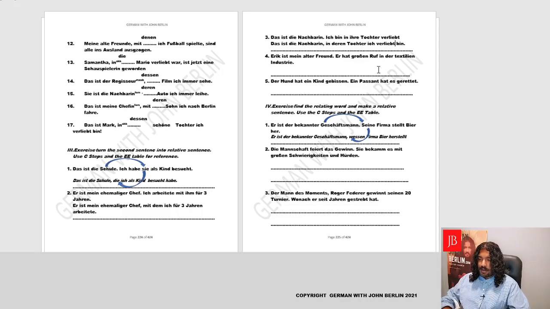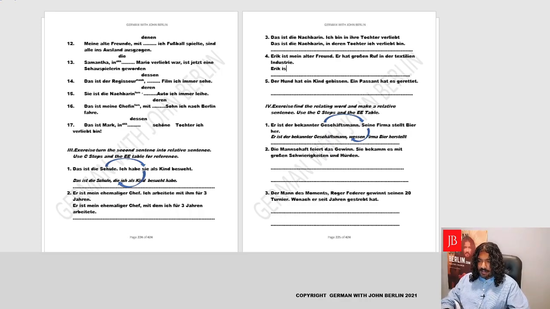Eric ist mein alter Freund. Hat großen Ruf in der Textilienindustrie. Eric is my old friend. He has a big reputation in the textile industry. So let's find the relating words. It's mein alter Freund, and here it is er. So it's pretty straightforward. It means who, so it's nominative and masculine. Since we are relating to the friend here, of course, it's er. So we'll be writing der. So we already know the relative pronoun.